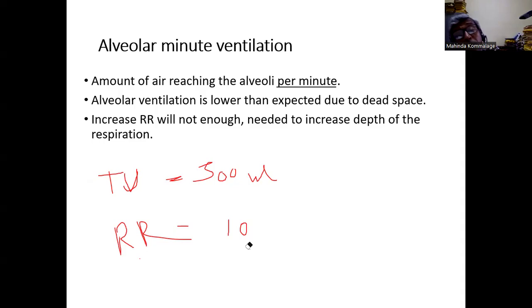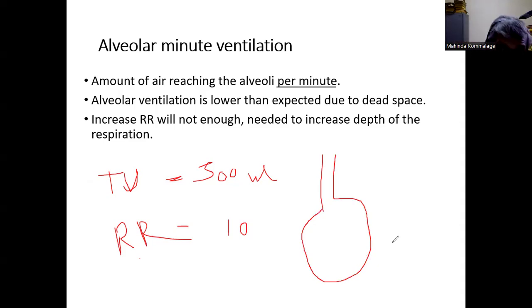Right? So obviously this 5,000 milliliter will not go to the alveoli, isn't it? Why? Because of the anatomical and physiological dead space. Because of the dead space, it will not go. We will not get the 5,000.